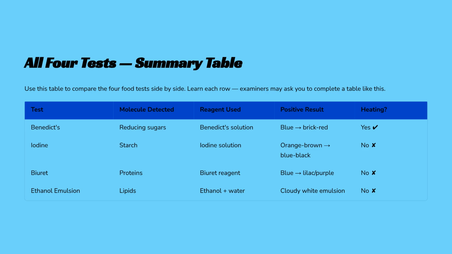Here is a summary table for all 4 tests. Memorize the molecule detected, the reagent used, the color for positive results, and whether heating is necessary, as examiners often ask for this information.